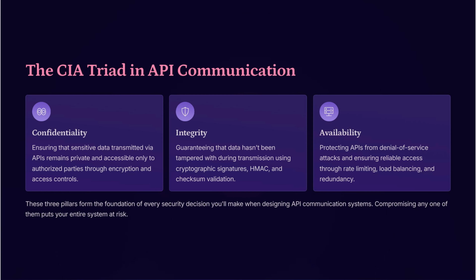The CIA triad is crucial in API communication. Confidentiality ensures data privacy through encryption and access controls. Integrity uses cryptographic signatures and HMAC to prevent tampering. Availability protects against denial of service attacks with rate limiting and load balancing. These pillars are essential for secure API design, safeguarding your system from potential risks.